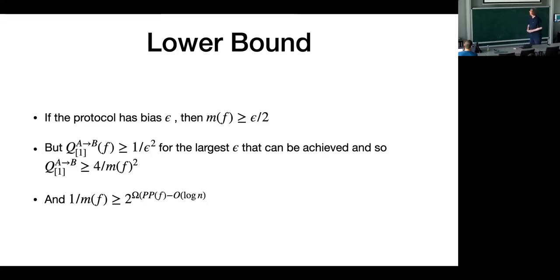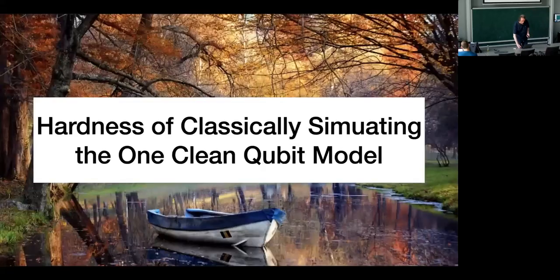And so this is the best epsilon you can get in this one-way fashion. And then this 1 over epsilon squared is a lower bound for the best epsilon you can achieve, and the margin just bounds that best epsilon. So this is at least 4 over m squared, and this 1 over m is at least 2 to the pp minus log n. So these protocols can be fairly bad.